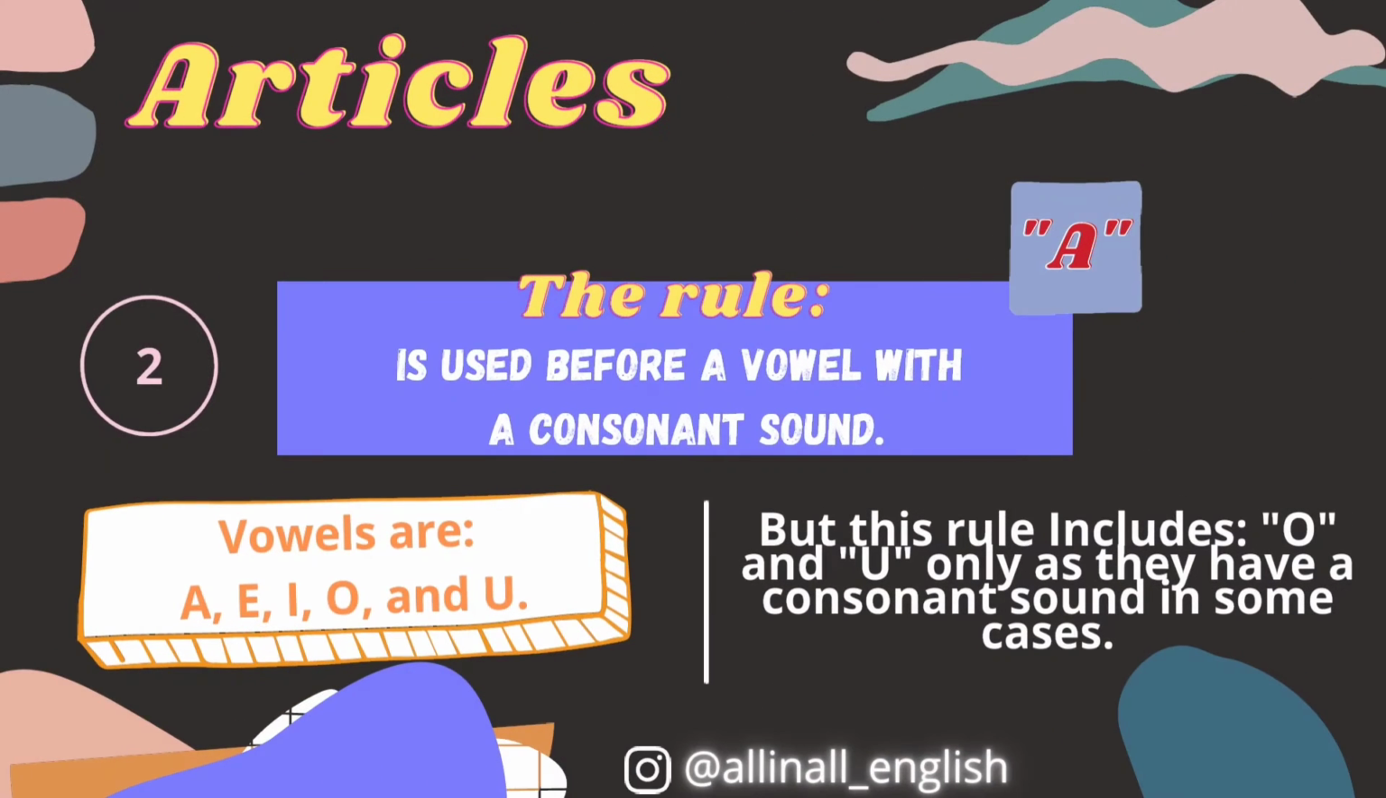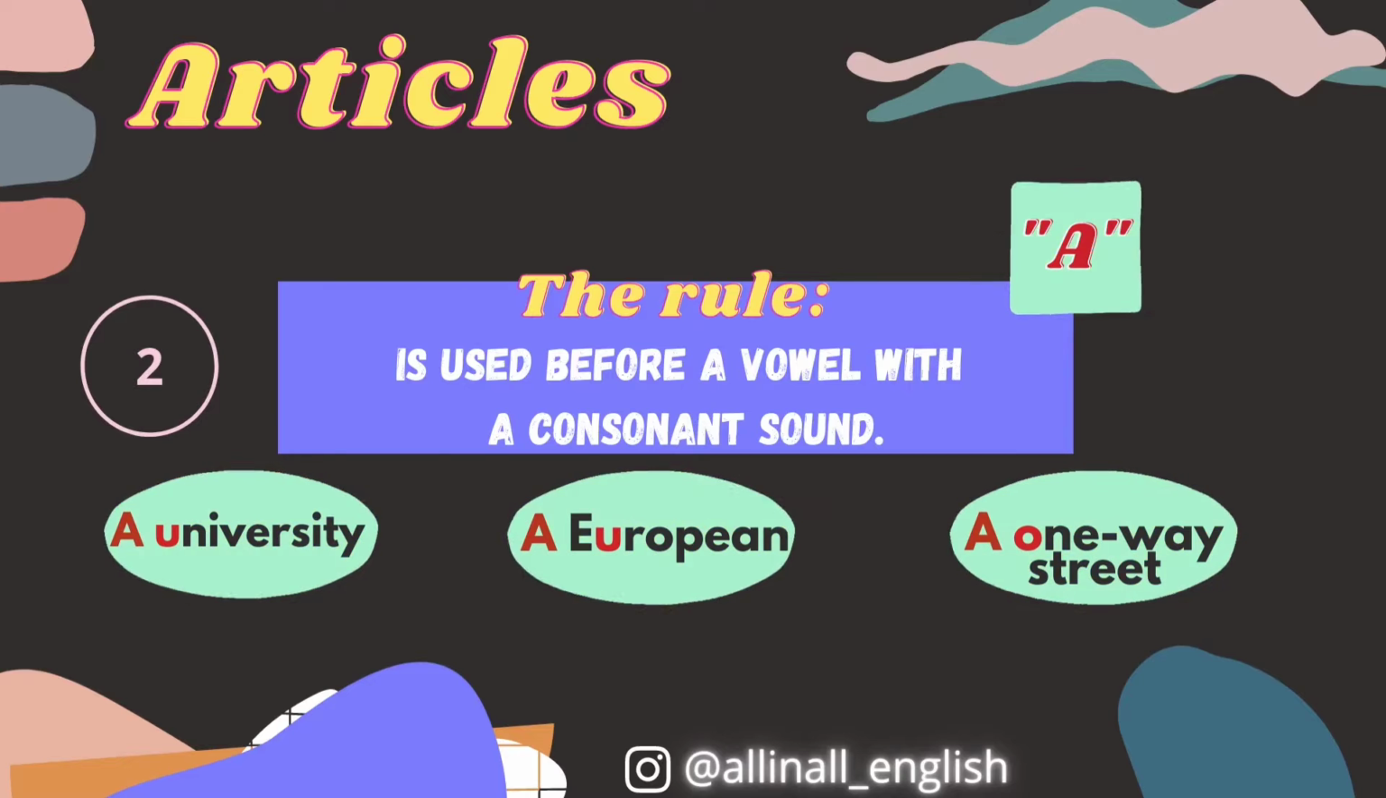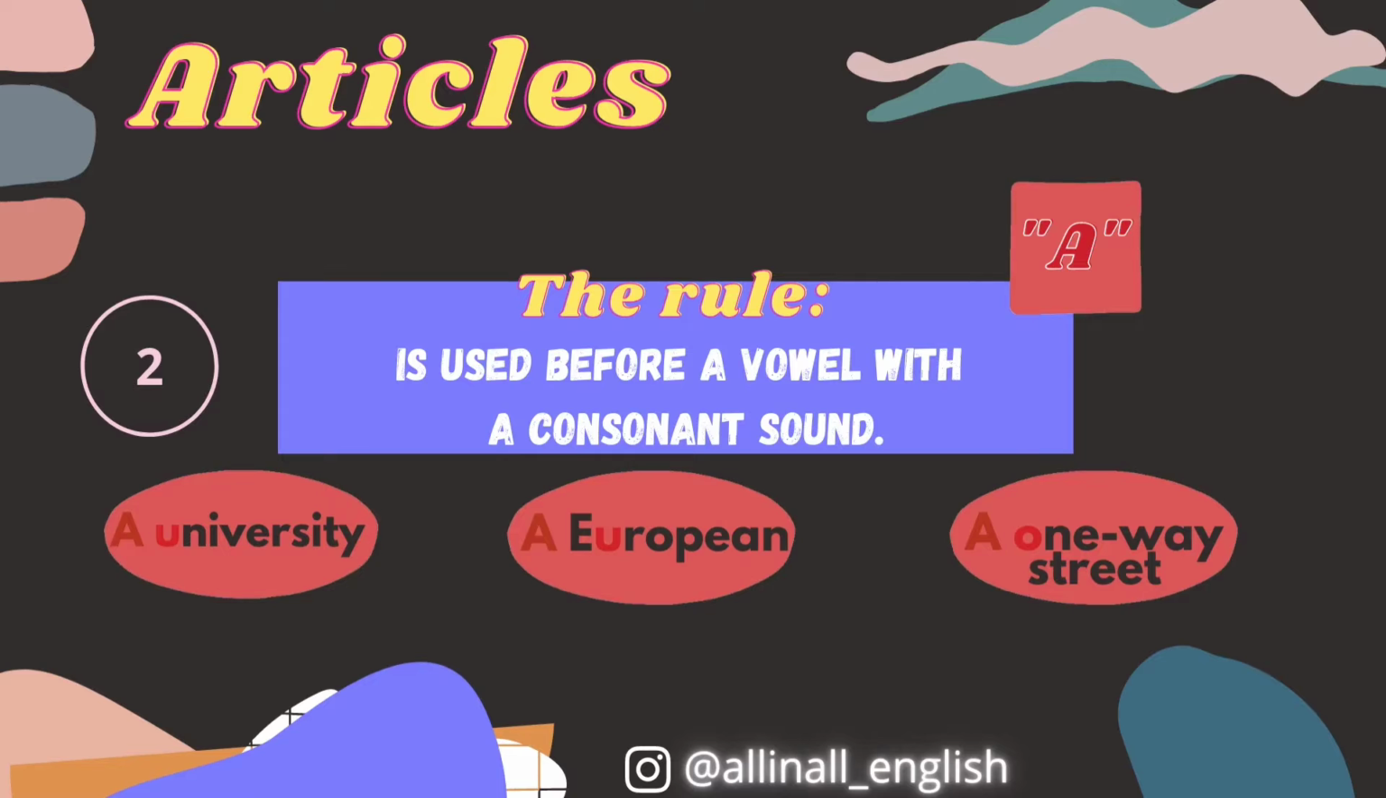Now let's continue to the second part of the first rule about the article a, which is used before a vowel with a consonant sound. Now we know vowels in English are A, E, I, O, and U, but this rule includes O and U only, as they have a consonant sound in some cases. Let's see some examples. We have the word a university, a European, and the phrase a one-way street.